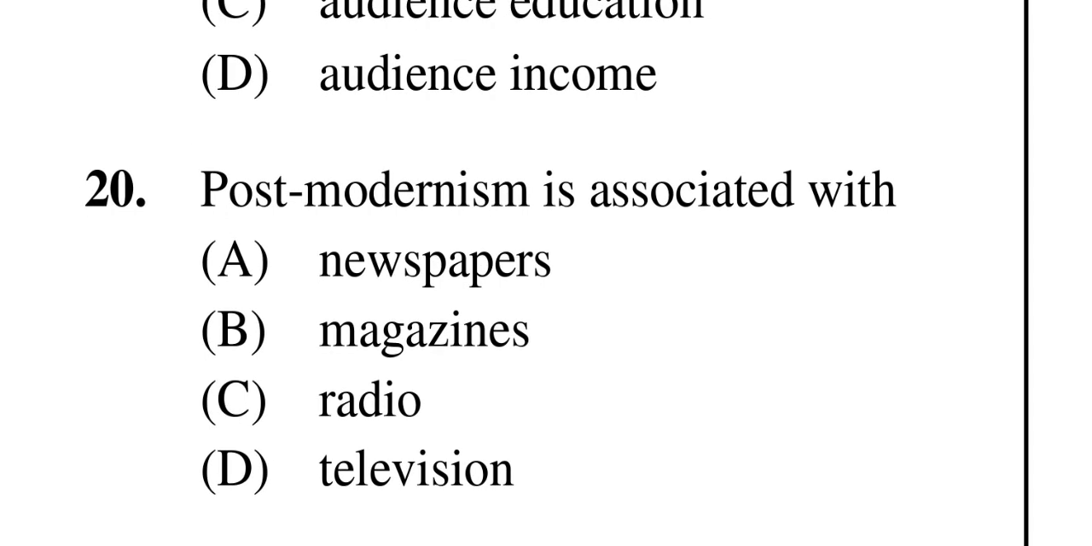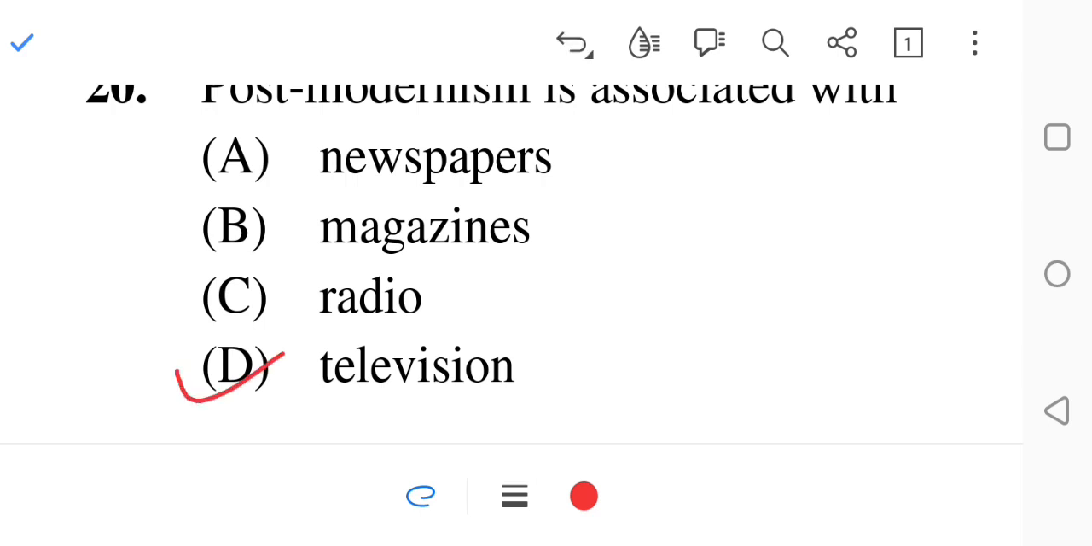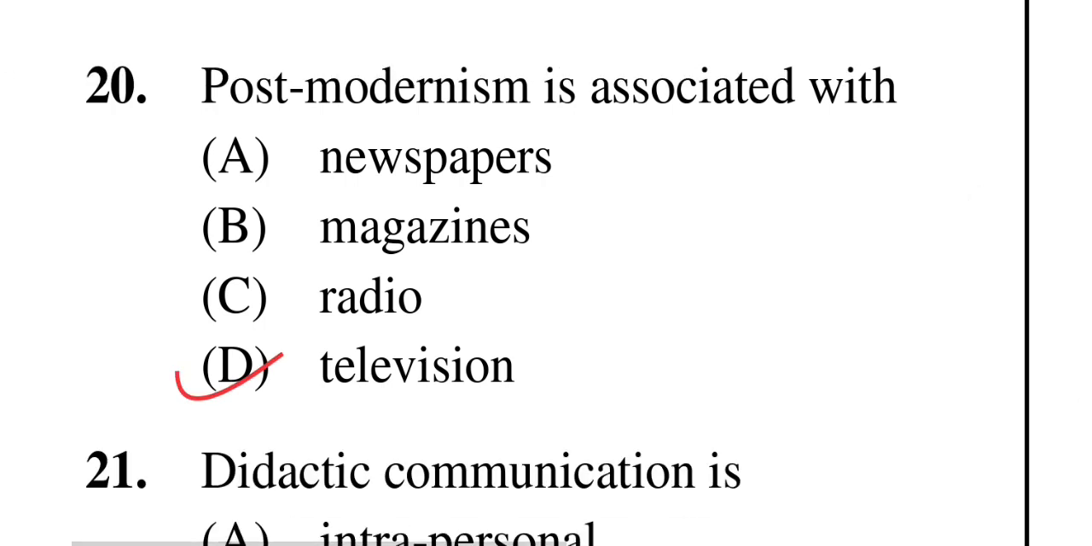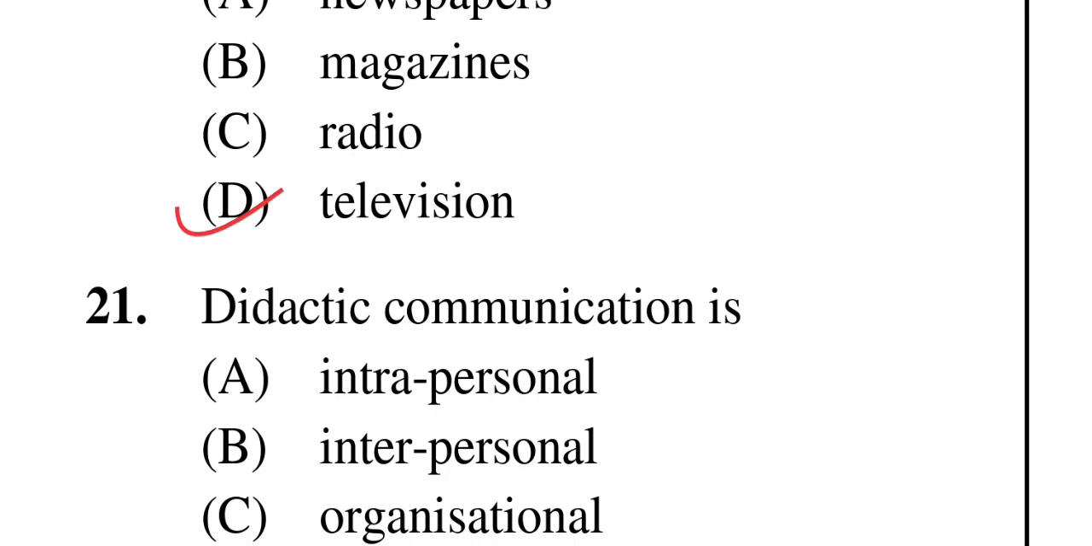Postmodernism is associated with what? Postmodernism is associated with newspapers, magazines, radio, television. Postmodernism is associated with television. You must have seen after the great two world wars, the popularity of television has increased drastically and dramatically. Nowadays television is there, but internet is in high popularity and demand.